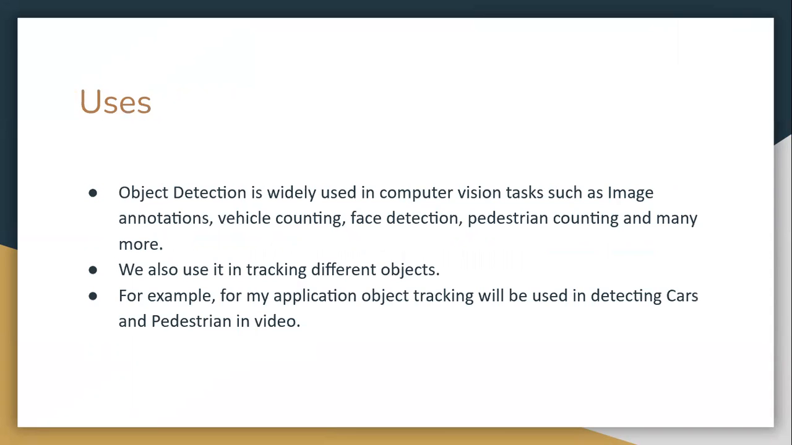We also use it in tracking different objects. Suppose an autonomous car is on the track, then it can detect a real car moving by its side and a pedestrian crossing the road. These are the real tracking algorithms that we will be able to use after training our models for such classifications.